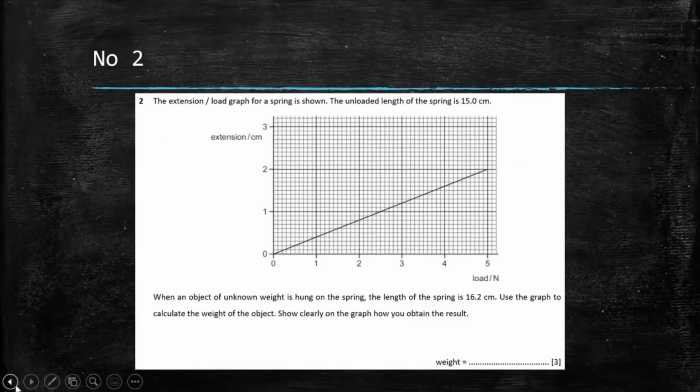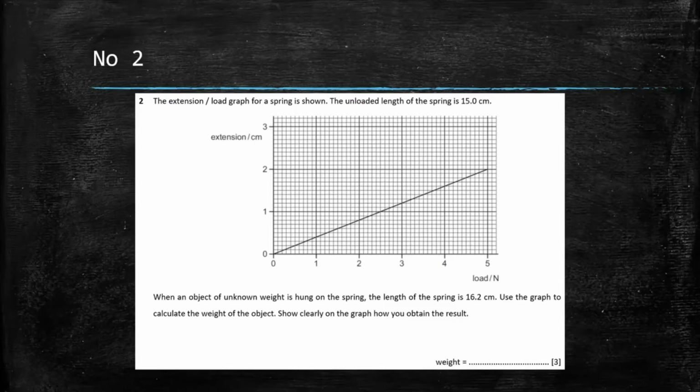We will continue with number 2. The extension load graph for a spring is shown. The unloaded length of the spring is 15 cm. When an object of unknown weight is hung on the spring, the length of the spring is 16.2 cm. Use the graph to calculate the weight of the object. Show clearly on the graph how you obtain the result.